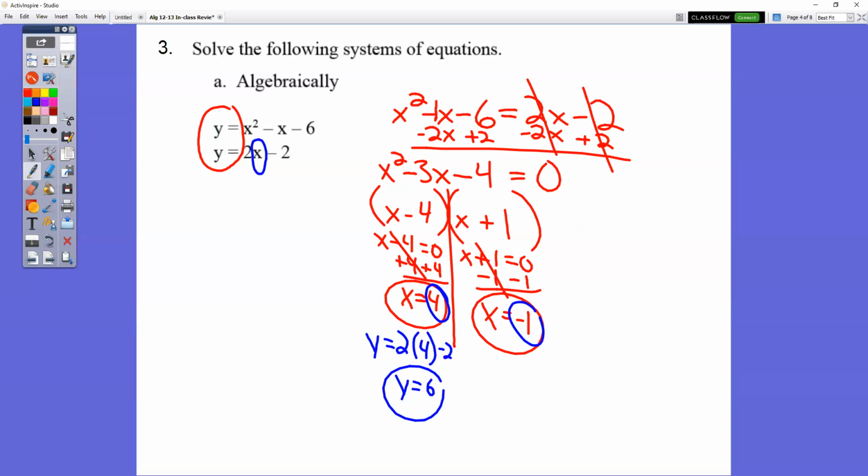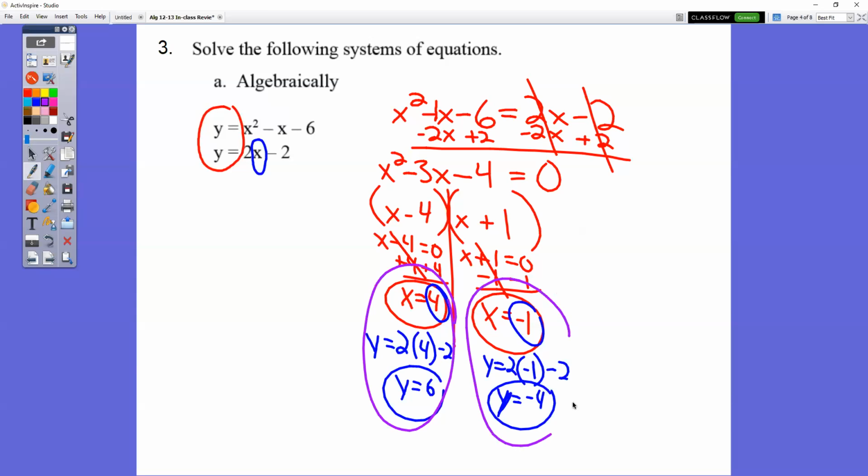On this part, I have y equals 2 times -1 minus 2. 2 times -1 is -2. Minus 2 is -4. So I get x equals -1 and y equals -4. These two go together, and these two go together. You'll see answer blanks for all 4 answers. Questions on this one?